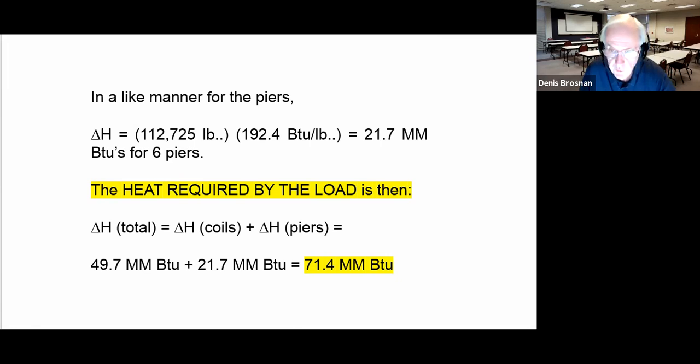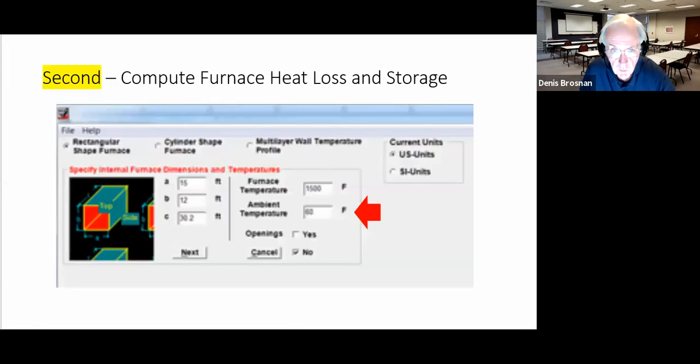Now we're going to have to compute the heat loss and heat storage in the furnace. So we're going to go into eSolutions. We're going to go into furnace heat losses. We're going to put in the dimensions of the furnace, give the furnace temperature and ambient temperature. Now here, I used an ambient temperature of 60, even though I said the furnace was a little bit warm to start with. The difference between 60 and 100 in terms of energy calculation is not going to be much. And what most people do with these calculations is try to look at a worst case scenario to figure out how much energy that we need.